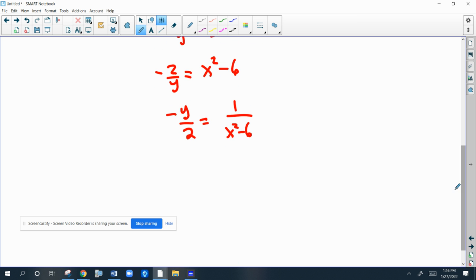To solve for y, you would multiply both sides by negative 2. And there's your particular solution to the original differential equation. And that's that.